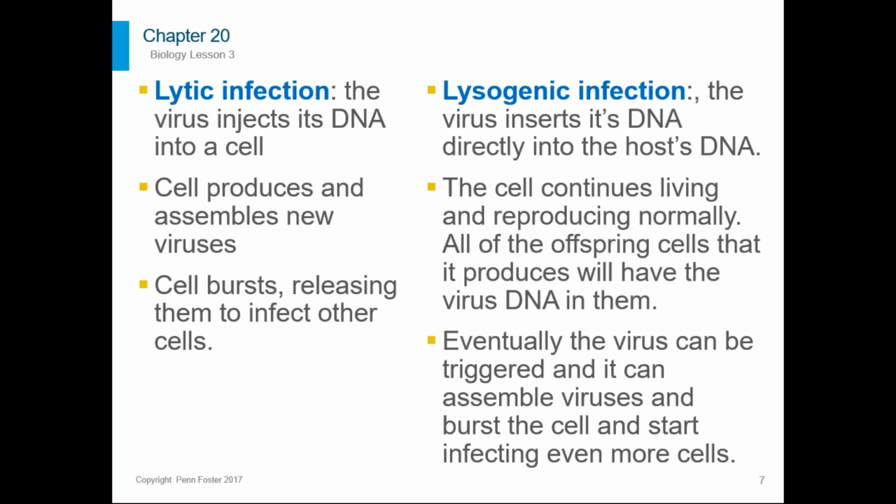In a lysogenic infection, the virus injects its DNA directly into the host's DNA. It becomes part of the DNA of that host cell. And then the cell just continues living and reproducing normally, and all of its offspring are going to have the virus DNA in them. Eventually something triggers that virus, and it can then burst a cell and start infecting even more cells. It moves into a lytic infection.